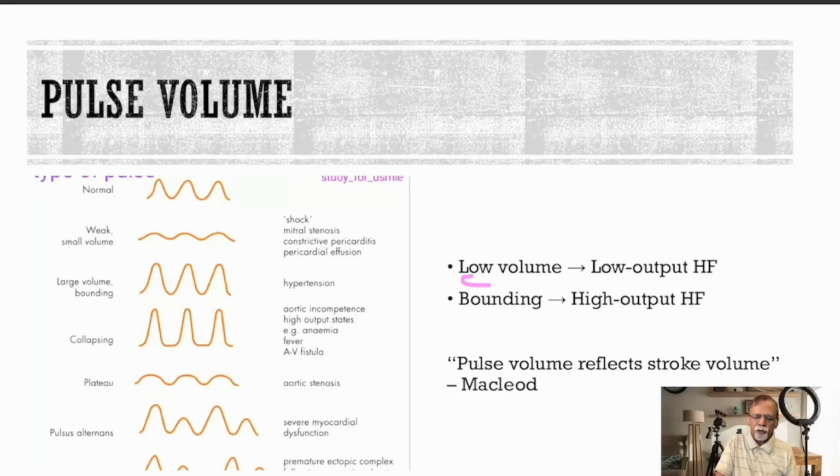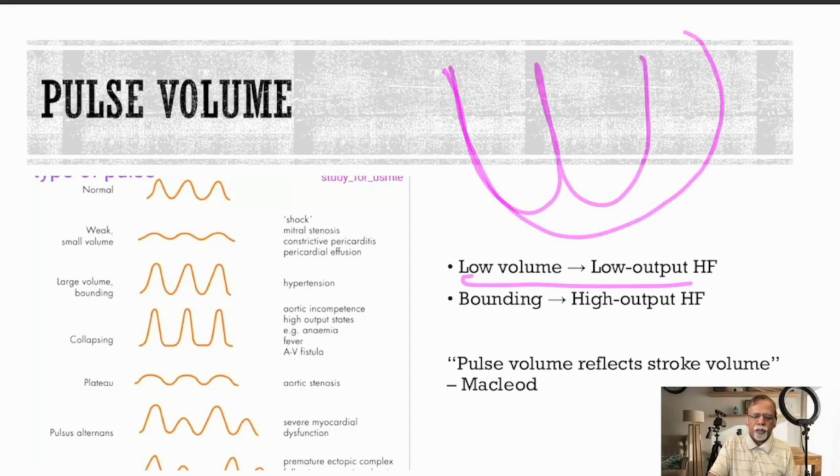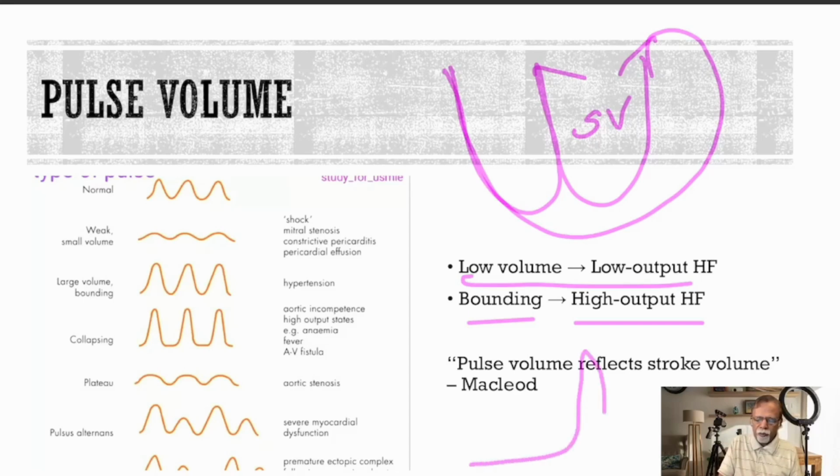When the stroke volume is less, because the ventricle is not contracting properly, when there is a heart failure, the stroke volume is low. Naturally, the pulse volume will also be low. A bounding pulse occurs when there is a high output state, like anemia, thyrotoxicosis, beriberi. All these produce a bounding pulse, as does aortic regurgitation. So remember pulse volume: the volume of the pulse indicates the stroke volume. Hope this point is clear to you.